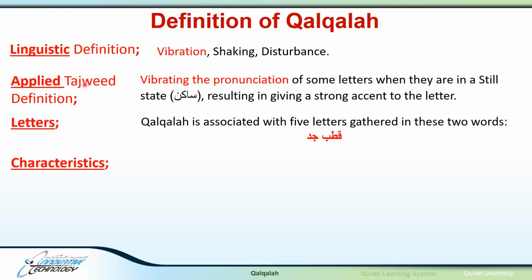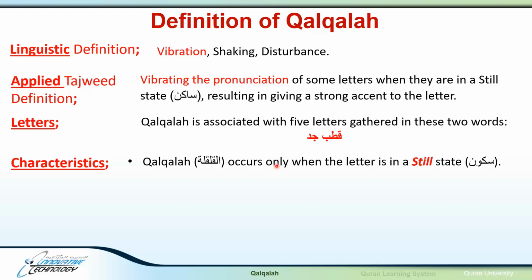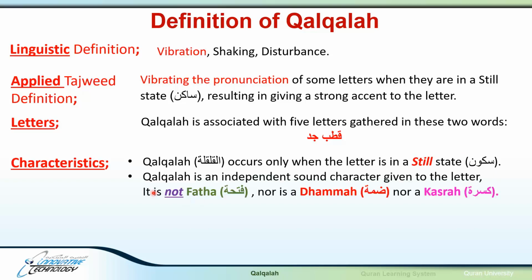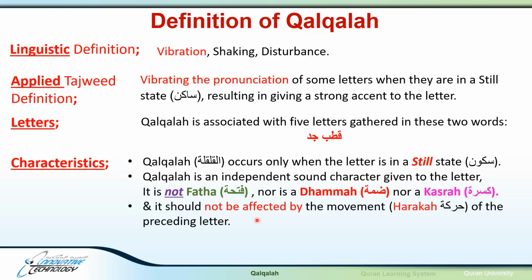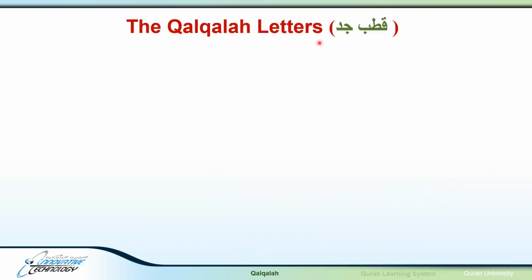Now we have to define a few characteristics related to Qalqalah. The first one is that Qalqalah occurs only when the letter is in the still state, when it is on sukun. The second characteristic is that Qalqalah is an independent sound characteristic given to the letter. It is not a fatha, nor a dhamma, nor a kasra, and should not be affected by the movement, the haraka, of the preceding letter, nor the following one. Qalqalah itself, according to severity, can be classified into high, medium, or low, based on the level of severity of applying the Qalqalah.